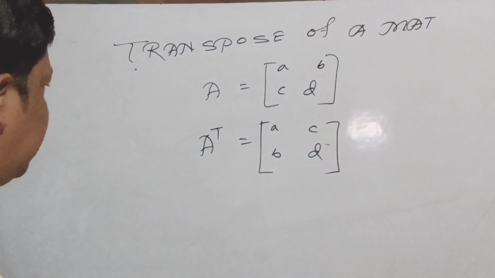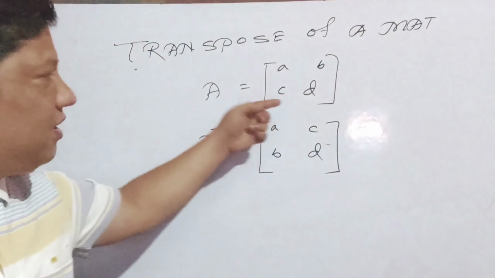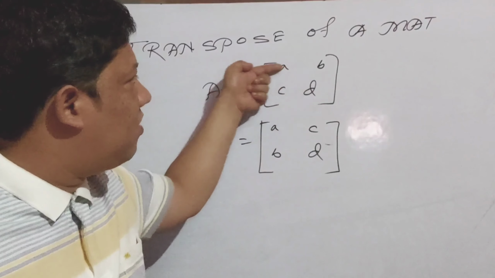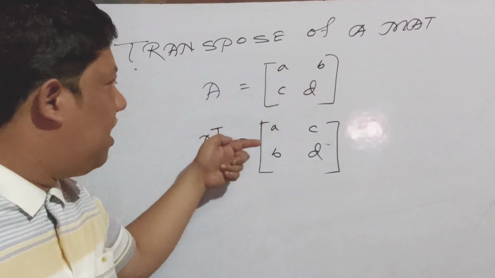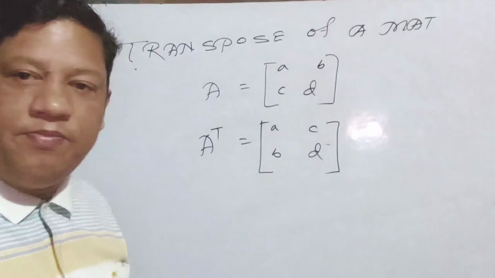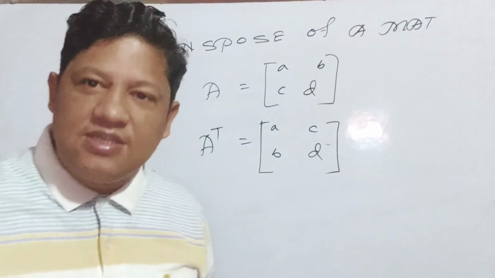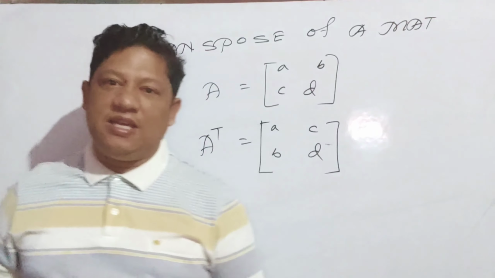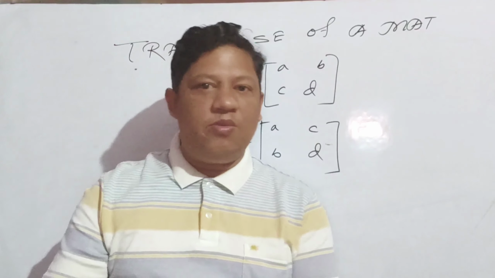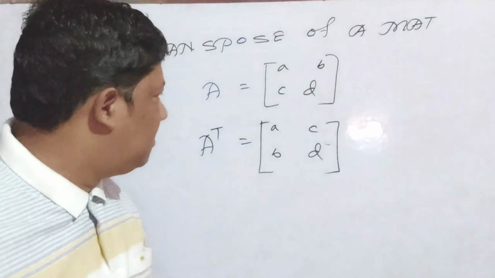So the transpose of a matrix is defined as follows: it was at first the row A, B, and I convert this into a column; C, D, a row, I convert it into a column. So my students, the transpose of a matrix is defined as interchanging the columns and rows, column to row and row to column.